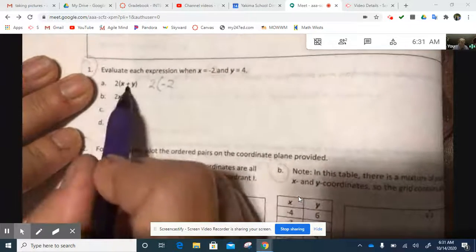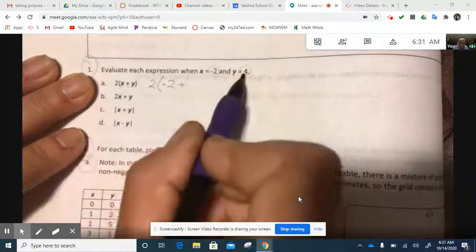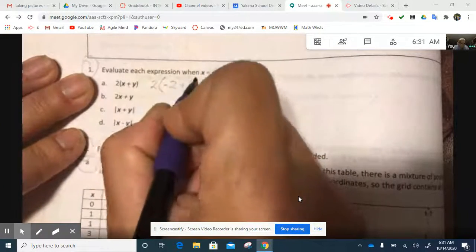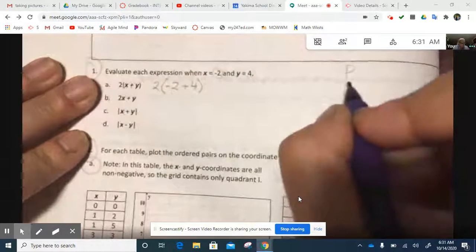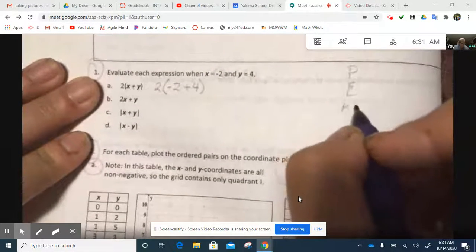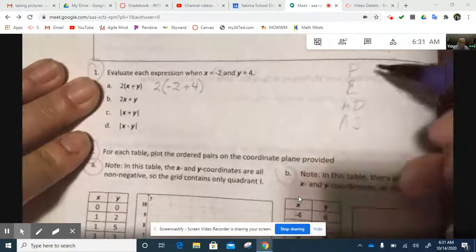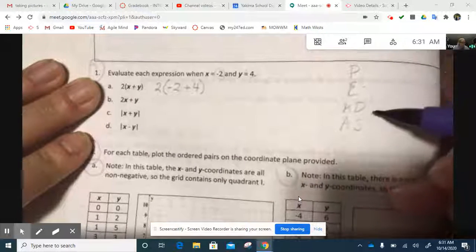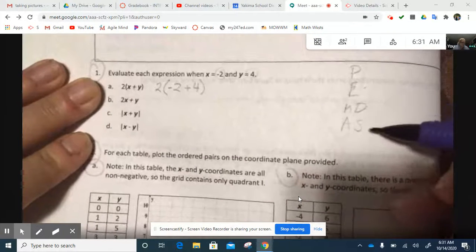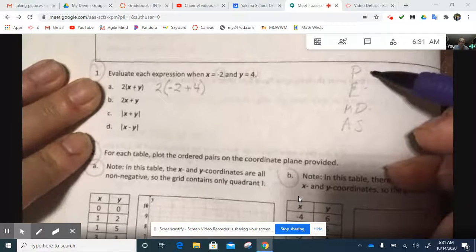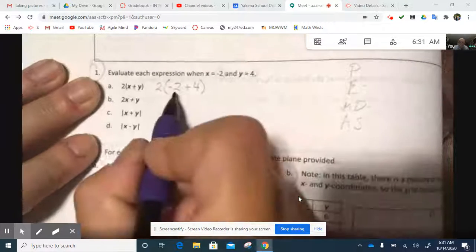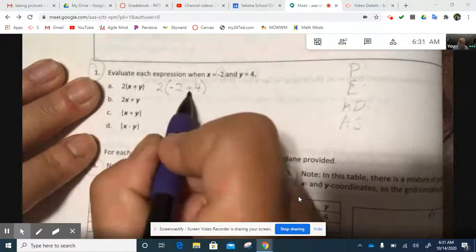And then we have a plus symbol. And then it says y, and y is 4. Okay, so remember PEMDAS. Parentheses, exponent, multiplication and division, adding and subtracting. So the first thing we have to take care of is inside that parentheses. So we have a -2 plus 4.